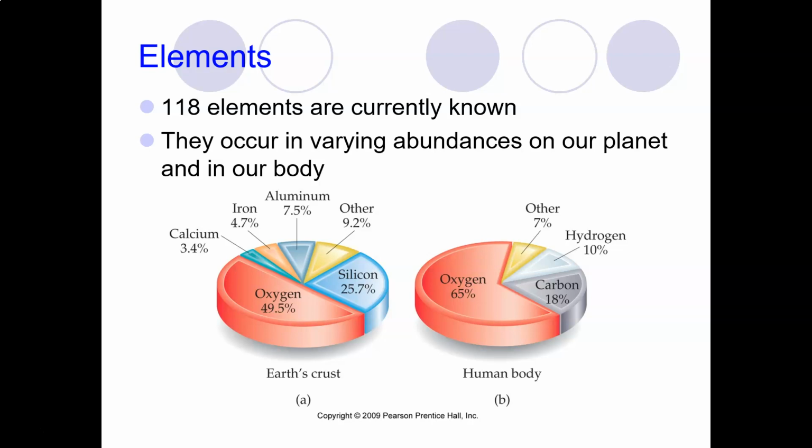Now, in a human being, oxygen is the most abundant element, just like it is on the planet, but it's 65%. The next most abundant element is carbon, which didn't even make the pie chart for the planet. Hydrogen also didn't make the pie chart for the planet, and then all the others. Again, not something to memorize, but just because there are 118 elements that exist doesn't mean we have equal amounts of all of them. Some of these elements do not exist naturally. We have to create them in the lab. Again, I thought that was interesting.